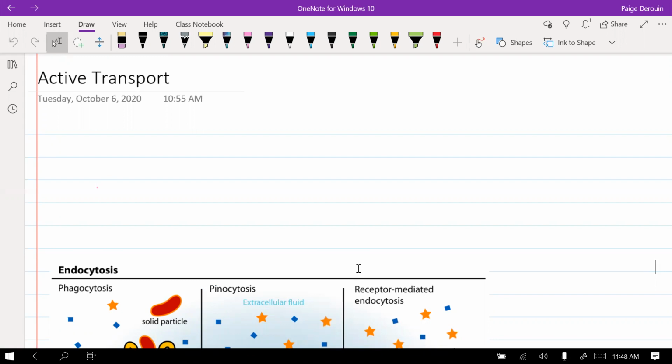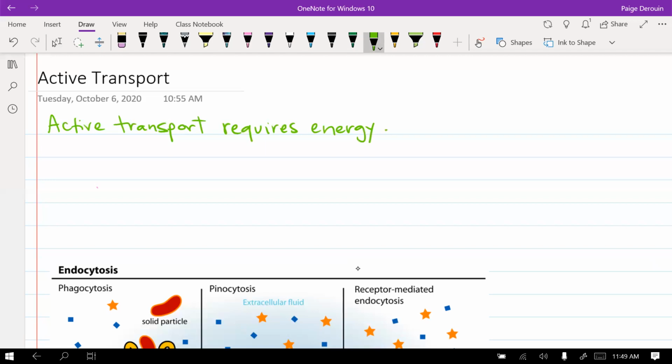Tell me something about it. It requires energy. Yeah, it requires energy. Just anything about active transport. So active transport requires energy. Now, we're going to tie some things together.